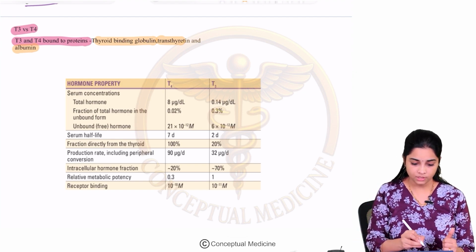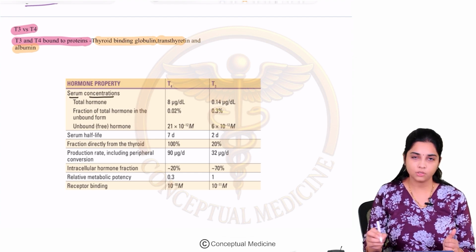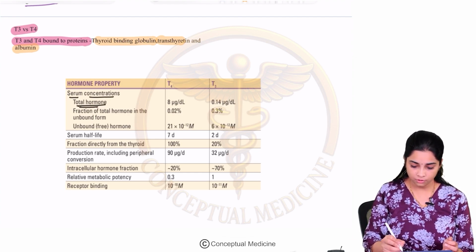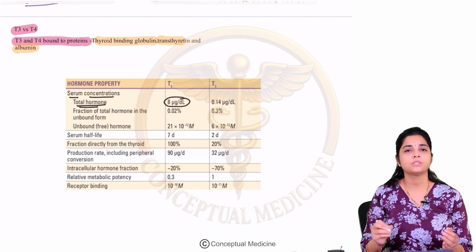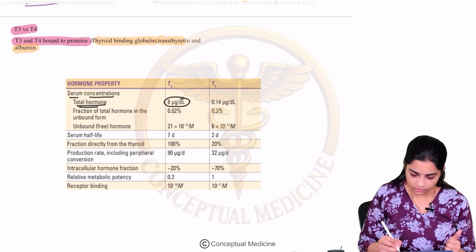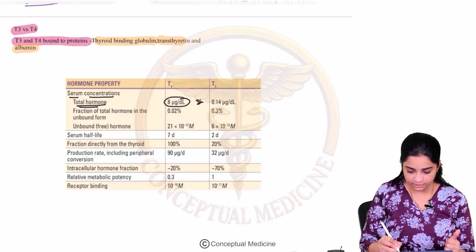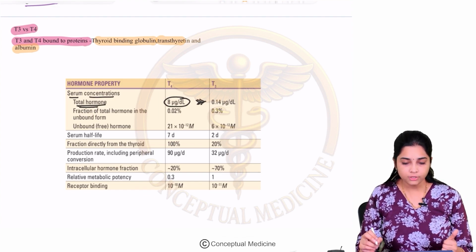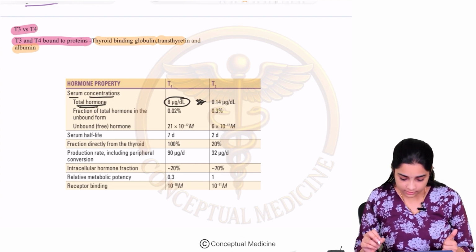Okay, so let us look in terms of serum concentrations. The serum concentration, total hormone of T4, you don't have to know the values, you just have to understand in essence what we are trying to say. So total hormone of T4 is much greater than T3. So the concentration of T4 is much more than that of T3.